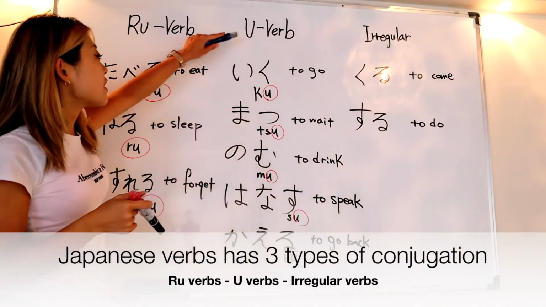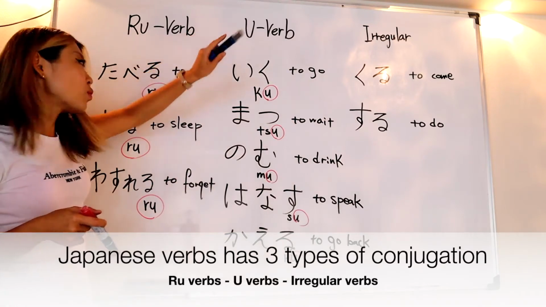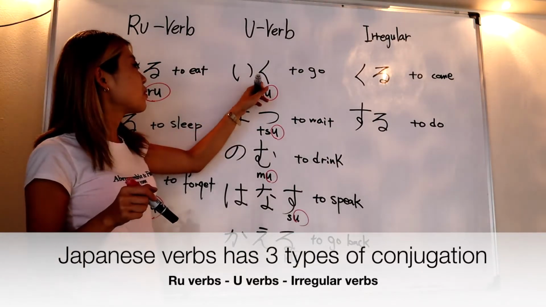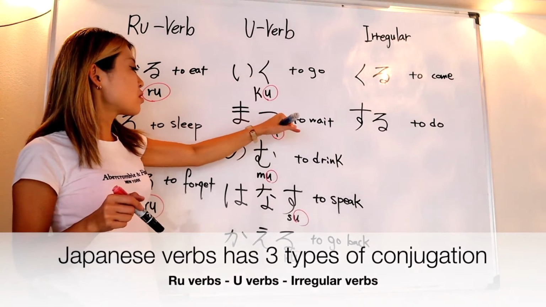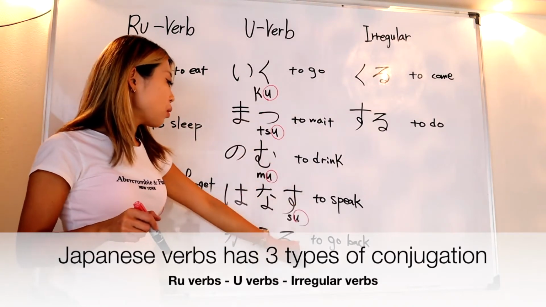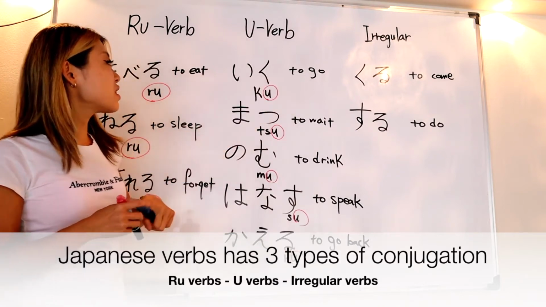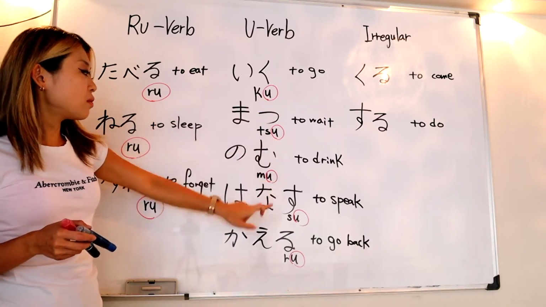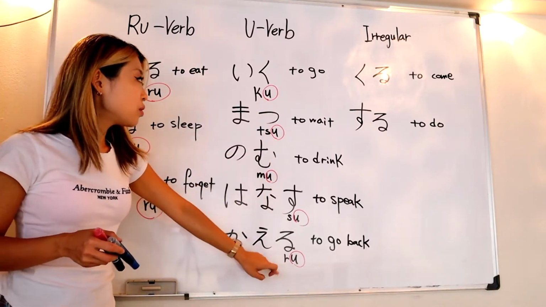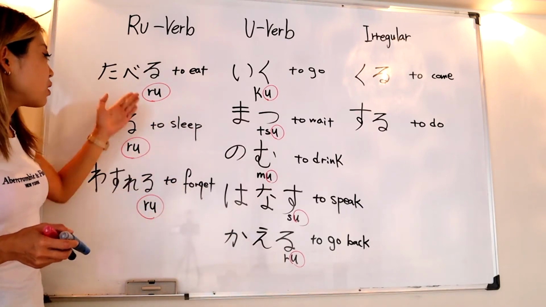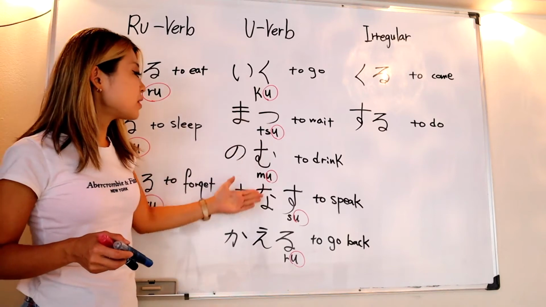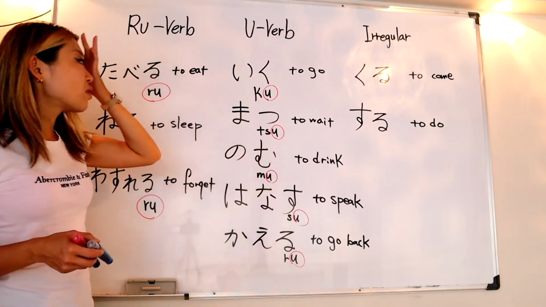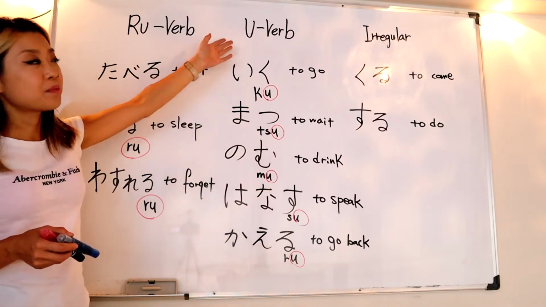So the next one is the う verb. The う verb is where the vowel is う. The end of the verb, for example, here is ku, or tsu, or mu, or su, or ru. The end of the verb finishes with the vowel u. Ku, tsu, mu, su, ru. That was very easy: everything the same hiragana, ru, ru, ru. This is everything different hiragana, but the vowel is the same. U, u, u. So this is called U-Verbs, okay?